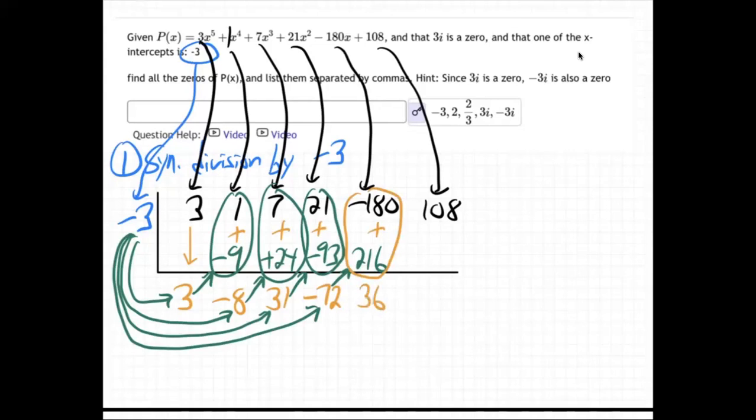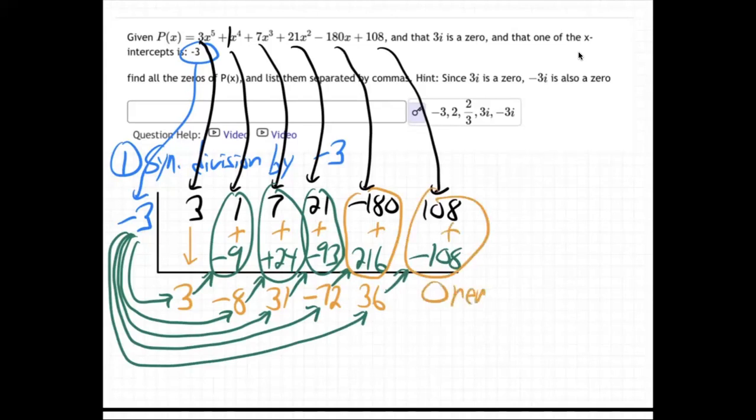And then the last one, -3 times that, right there. Look at that, -108. Look what happens, add them up, 0 remainder, of course. So that means it goes in perfectly. You should always get a 0 remainder because that means it went in perfectly.